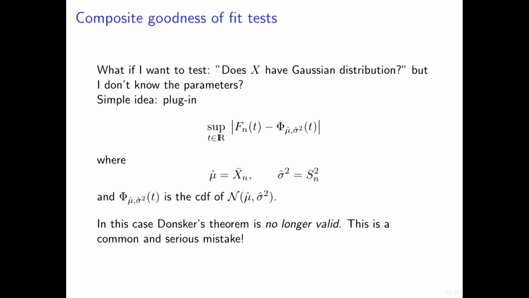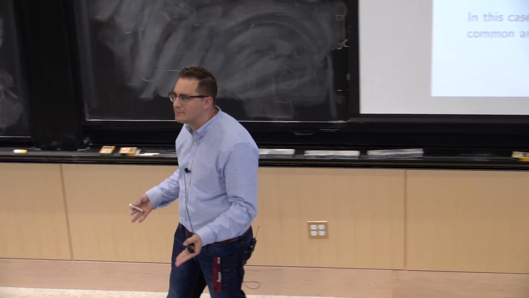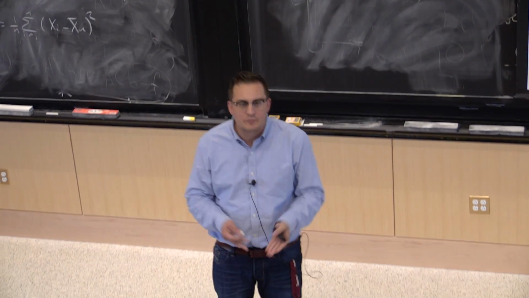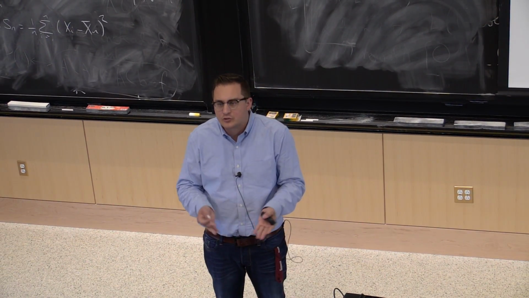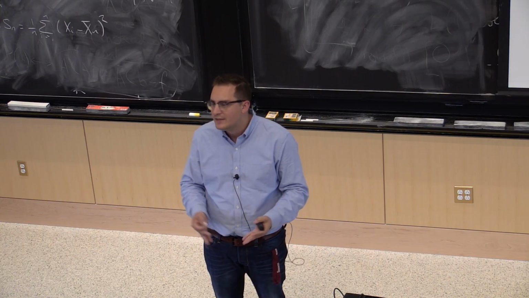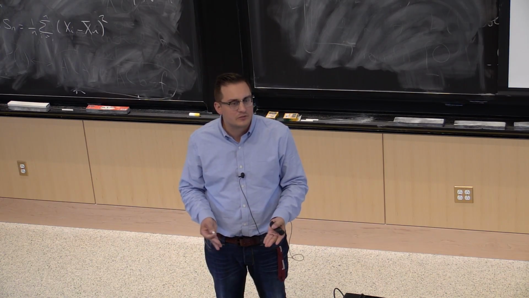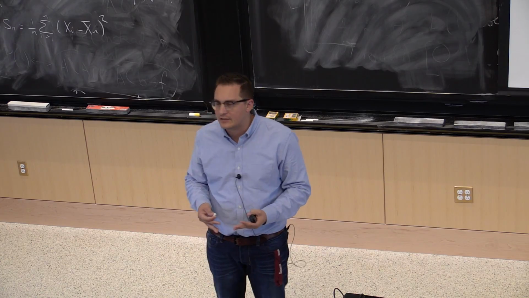However, the distribution is not the same as the one with fixed mu and sigma. The fact that they come from some random variables is distorting the distribution itself. And in particular, the quantiles are going to be distorted. And we hinted at that last time.